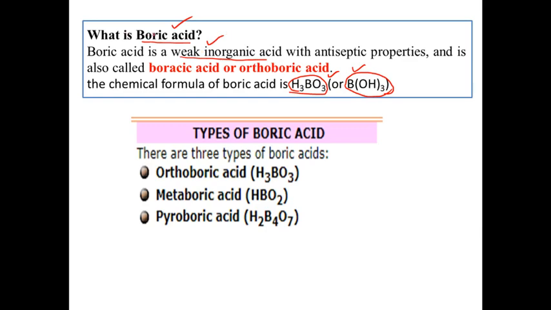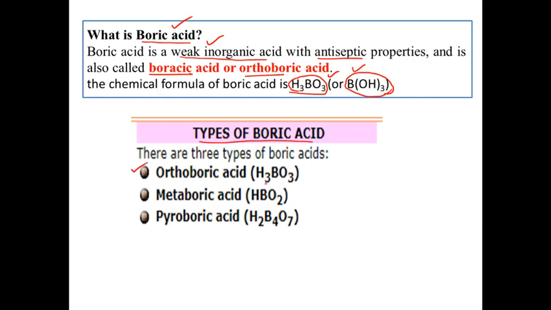Sometimes in a multiple choice question you might be asked, is boric acid organic or inorganic? It is an inorganic acid, and it has some antiseptic properties. It is also called boracic acid and orthoboric acid. The chemical formula is H3BO3.